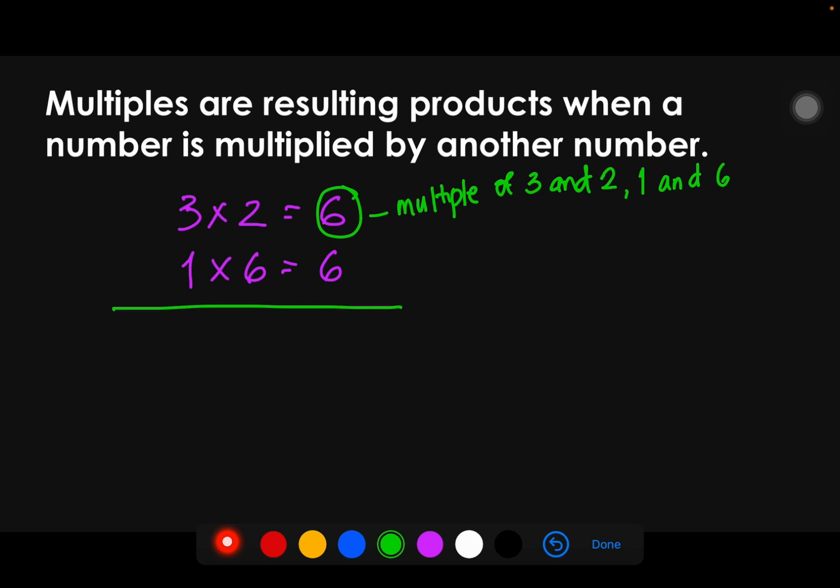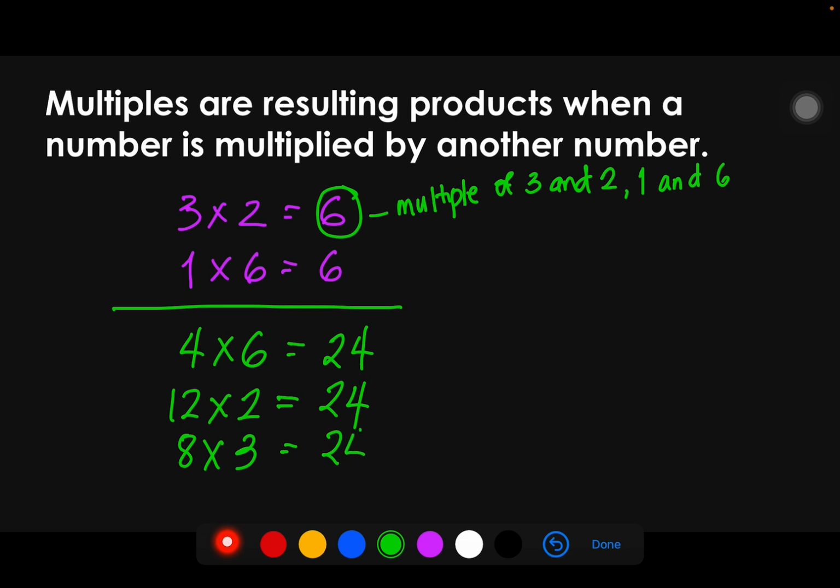Let's try to give more examples. 4 times 6 is equal to 24. What other numbers can actually multiply to get 24? We also have 12 times 2. That would still give me 24, as well as 8 times 3. That's 24. And finally, 1 times 24. That's 24 as well.